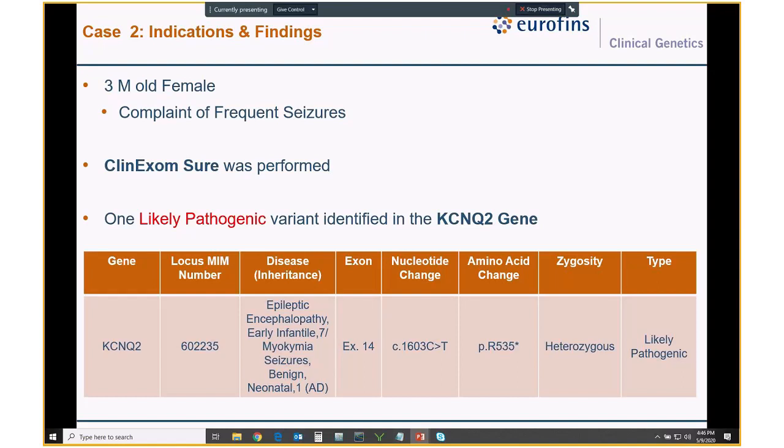But please be aware, even if you're working on EIEE cases, it is not always associated with channelopathies. You have to look beyond sodium, potassium and calcium channels when you're looking at EIEE cases. That is something important, and that's why our EIEE panel also includes non-channel genes.